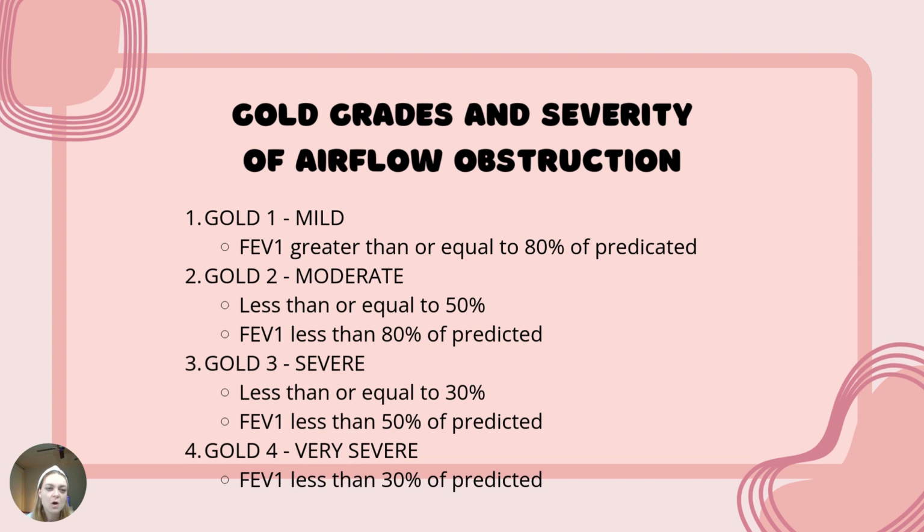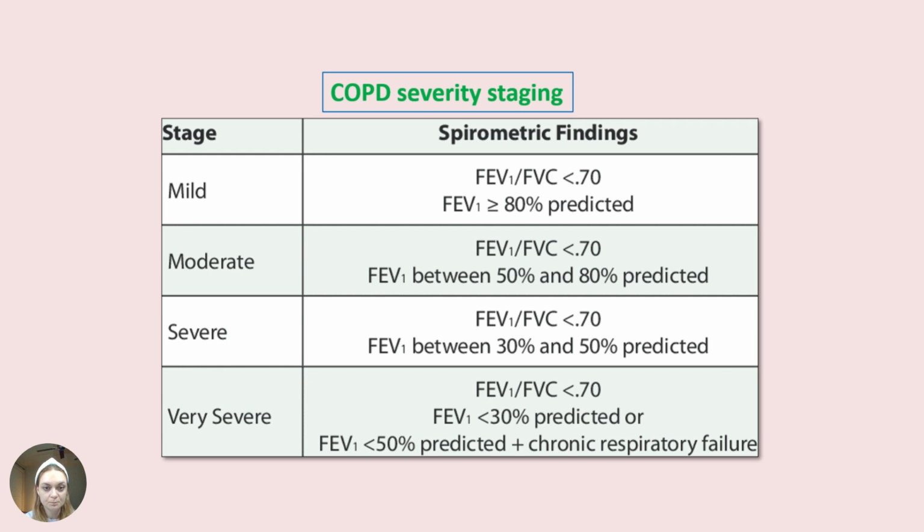So if you're going to have a GOLD 1 grade, that's going to tell us that our severity level is mild, our FEV1 is greater than or equal to 80% of predicted. GOLD 2, moderate, FEV1 greater than or equal to 50% and less than 80% of predicted. GOLD 3, now we're getting a little bit more severe. FEV1 is greater than or equal to 30% and less than 50% of predicted. And then GOLD 4, these are very severe COPD cases where our FEV1 is less than 30% of predicted. And then here is everything that I just explained again, but in chart form.